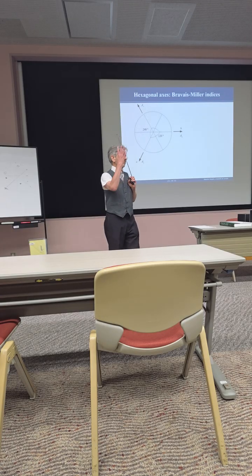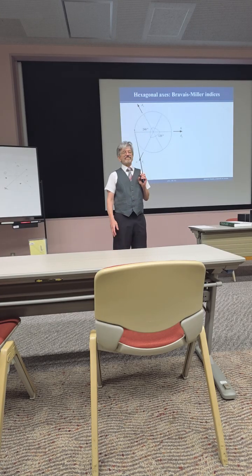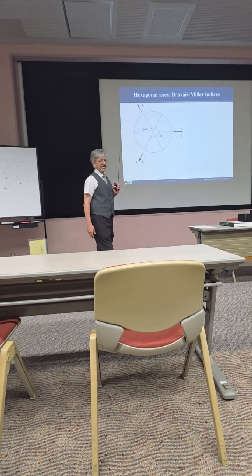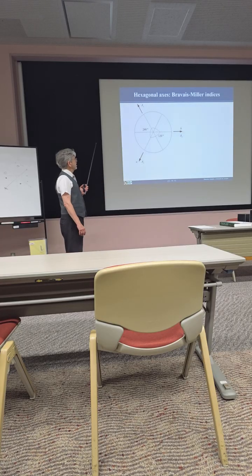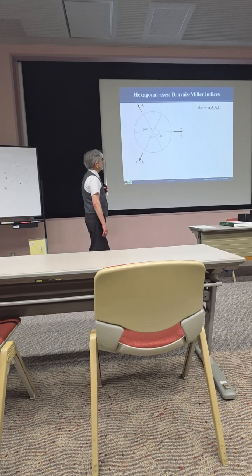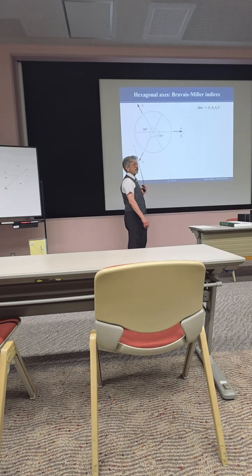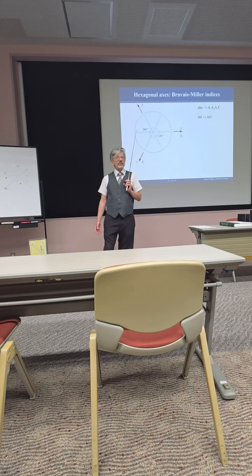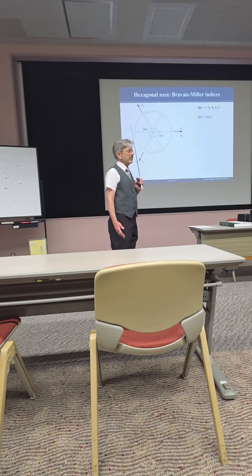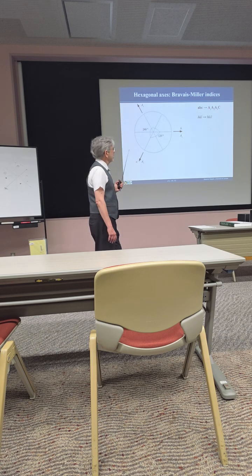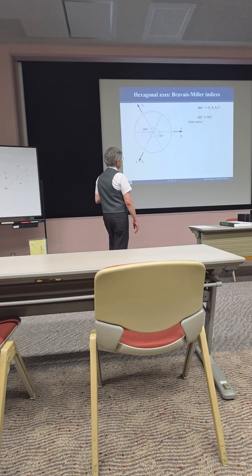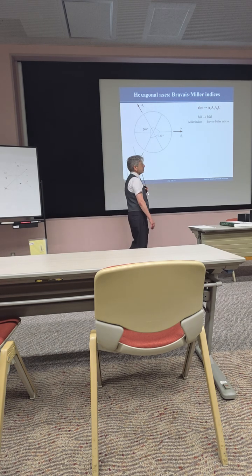But this means that I have 4 axes in a 3-dimensional space. Clearly, one is not necessary, but it's useful. So I move from ABC to A1, A2, A3, C. And, of course, I will have 4 indices as well, because if I have 4 axes, I have 4 indices. Now, these are called Miller indices, and these are called the Bravais-Miller indices.